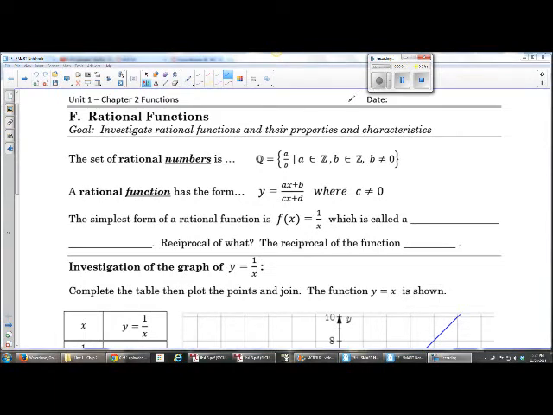Hi, welcome to Lesson 2F, Rational Functions. The goal of today's lesson is to investigate rational functions and their properties and characteristics.